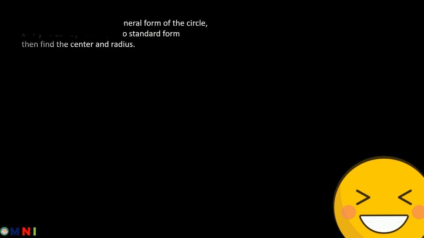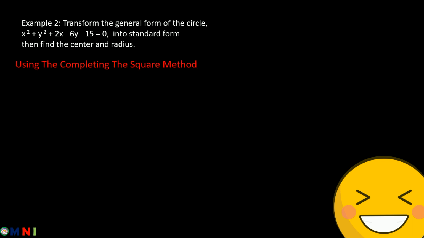This time, let's have another problem. Example 2. Transform the general form of a circle x squared plus y squared plus 2x minus 6y minus 15 into standard form. Then find the center and the radius. So it's the same question as problem number 1, but this time we are not going to use the first method, which is the formula of h, k and r. This time we will be using the completing the square method. So if you forgot the formula of h, k as well as the radius, you can use the completing the square method. So how do we do it?